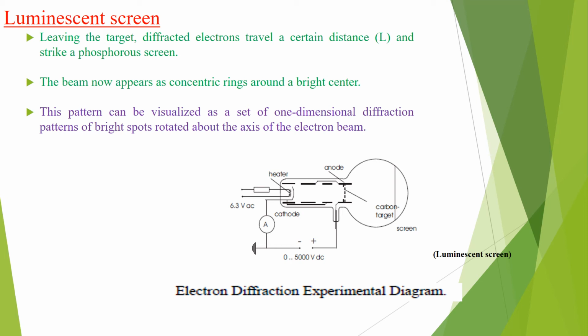Here is the electron diffraction experimental diagram, in which we can see that electron beams are produced by applying high voltage, and then these electron beams are struck over the sample, and after that these are recorded in the form of a diffraction pattern.